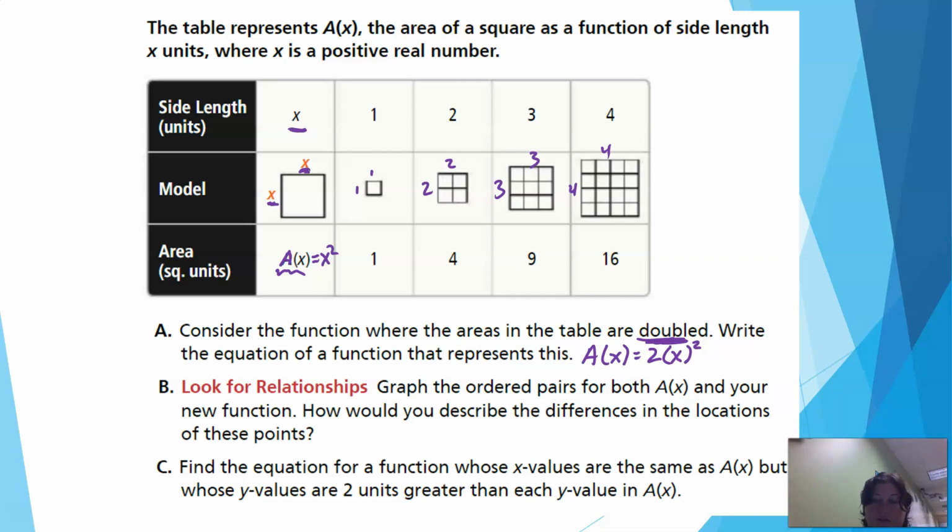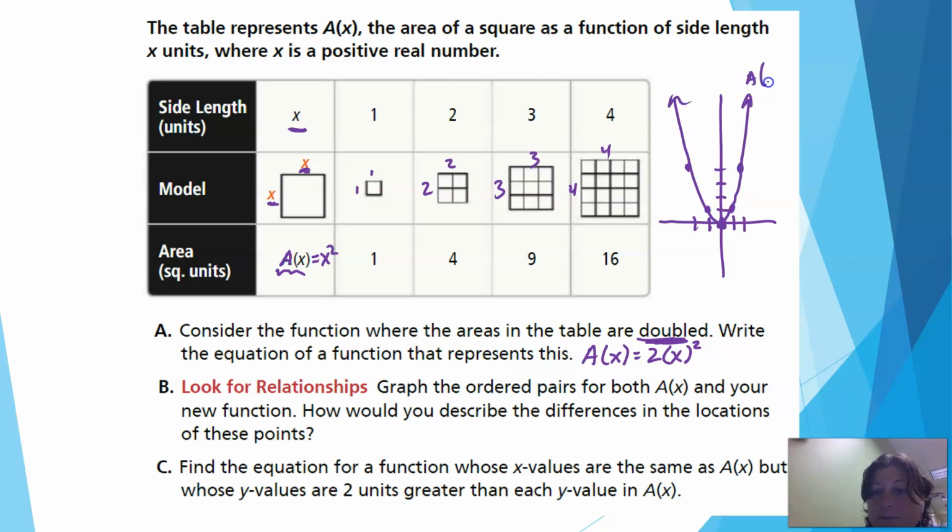Graph the ordered pairs for both A of x and your new function. Okay, so if I graphed A of x, again, that's 0, 0. If I plug in 1 for x squared, I get 1. If I plug in 2 for x squared, I get 4. The nice thing about parabolas is because they're symmetric, as soon as I have a point at 1, 1, I could just reflect that across this axis and get a point and reflect this across. So this purple curve would represent A of x.